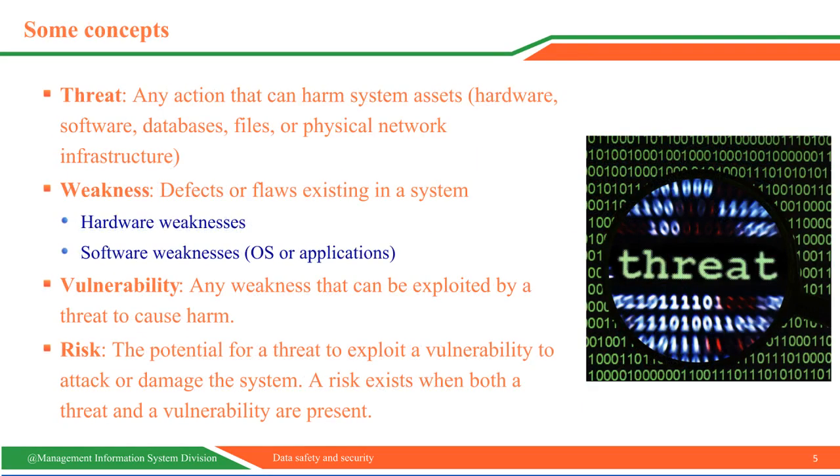We need clear, distinct terminology to analyze risk scientifically. A threat is a potential harmful action. A weakness is an existing flaw in the system. A vulnerability is a weakness that a threat can actively exploit to cause harm. Crucially, risk only materializes when both a threat and a vulnerability are present. Mastering this relationship is fundamental to setting up a sound risk management framework.